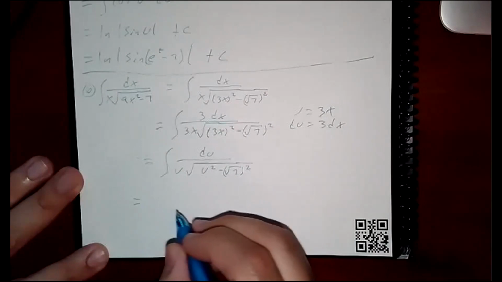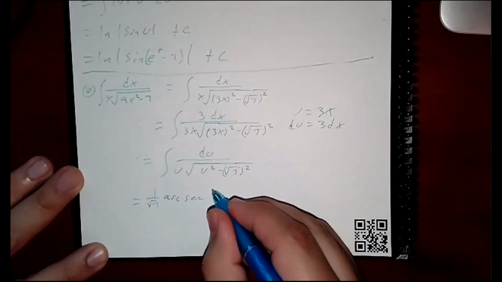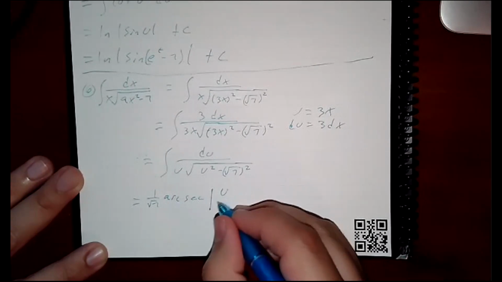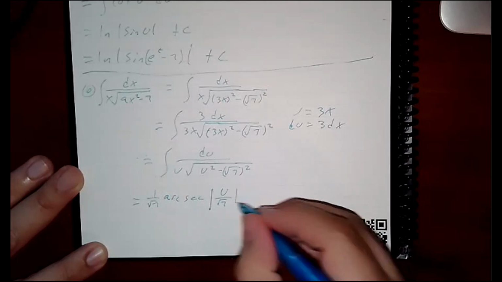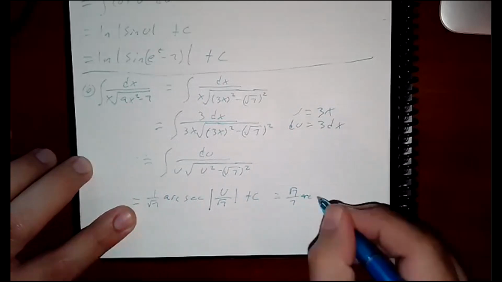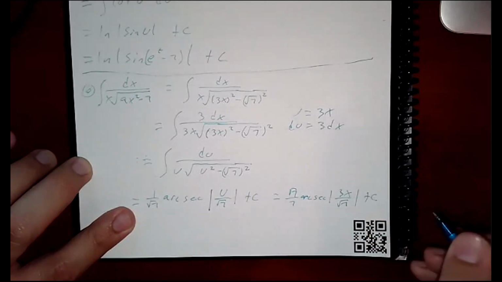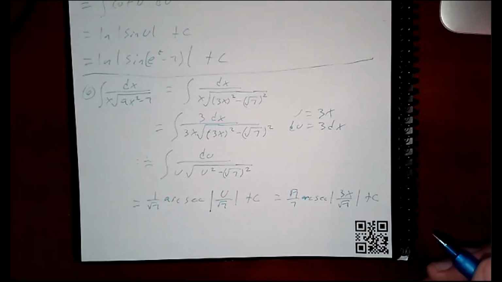which will be 1 over root 7 arc secant of absolute value u over a plus c, which is really, rationalize this guy, you'd get root 7 over 7 arc secant of 3x over root 7 plus c. Yeah, that's it. You can rationalize this guy, but who cares, right?